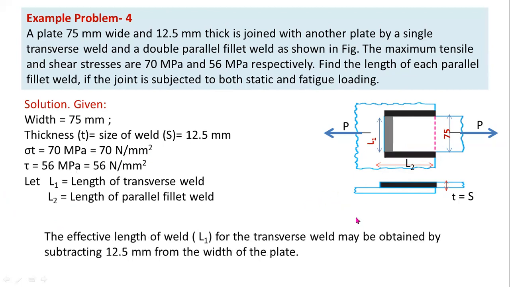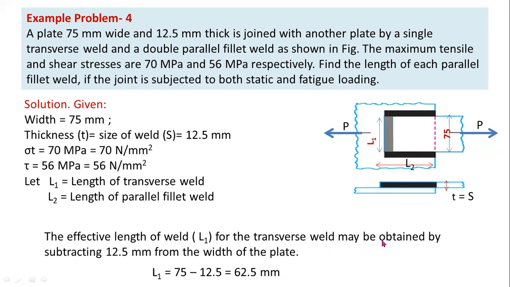The effective length of weld L1 for transverse weld may be obtained by subtracting 12.5 mm from the width of the plate. This 12.5 mm is for starting and stopping of the weld run, so you have to subtract this 12.5 mm from the length of the weld. We know the plate width is 75 mm. So L1 equals 75 minus 12.5 mm equals 62.5 mm, which is the actual length of the transverse fillet weld.